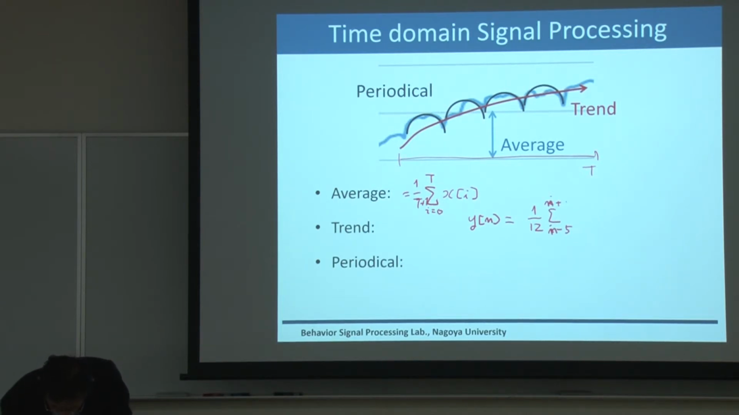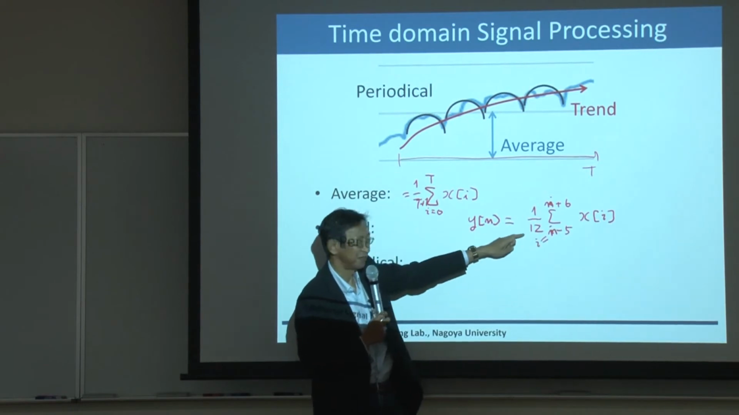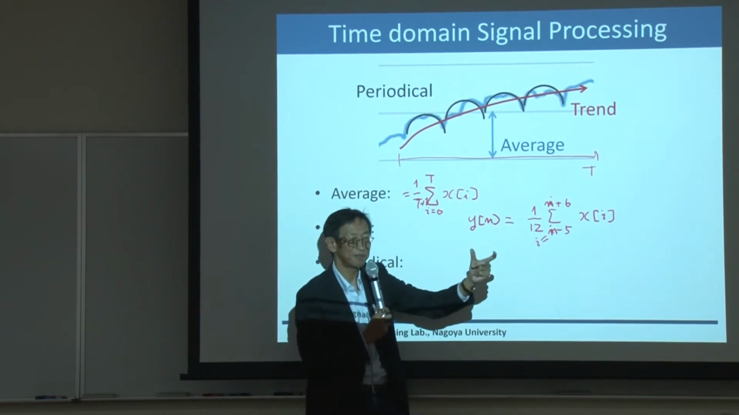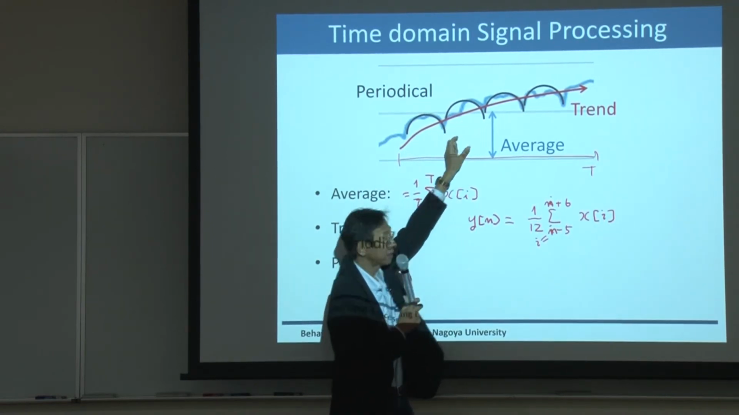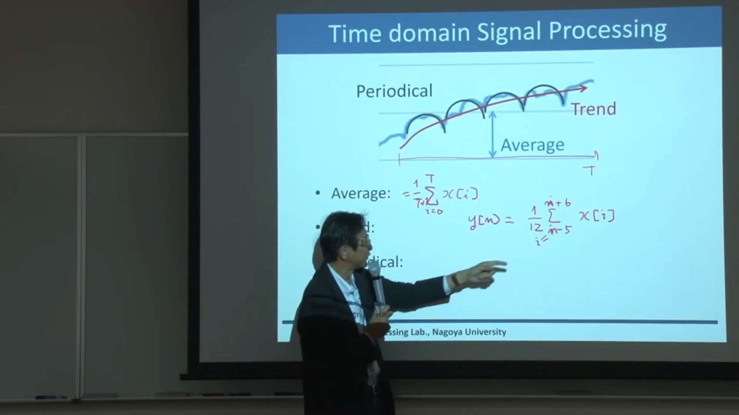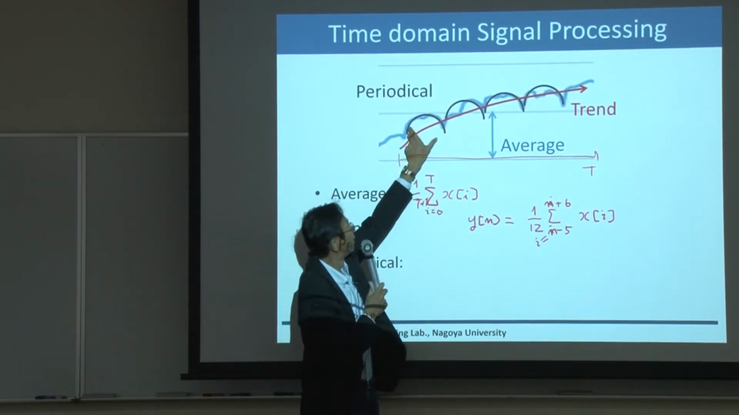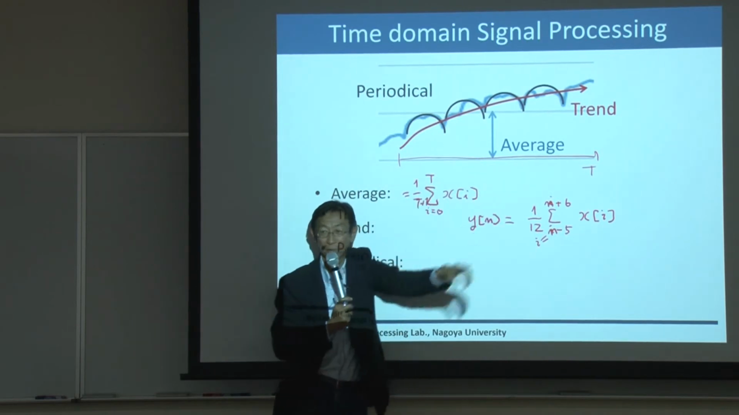N minus 5 to n plus 6, xn, Yi is equal to xi, something like this. Do you see my point? We also calculate the sum and divide it by the number of the samples, but the range of the averaging is shifting one by one, right? But the width of the averaging, 1 year, did not change. By doing that, we can cancel the fluctuation during 1 year. Okay? Do you get my point?